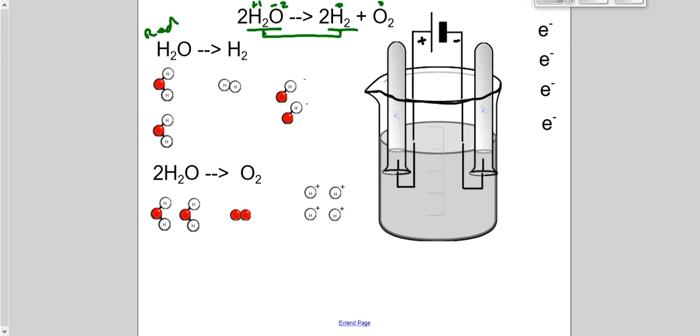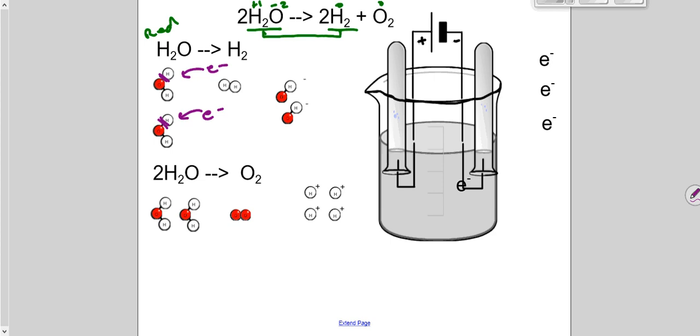So at this negative terminal, we've got electrons being forced down into the water. Down they come into the water. And what they're doing is they are attaching themselves to hydrogens. So I can see here that I'm going to have an electron attach itself to a hydrogen here, and also on another water molecule to a hydrogen there. And that's going to break the water molecules off right here.